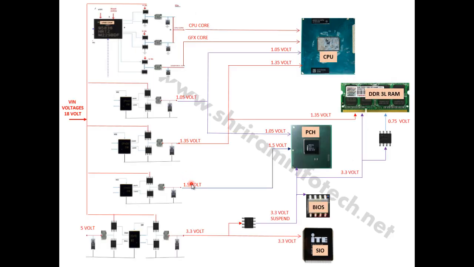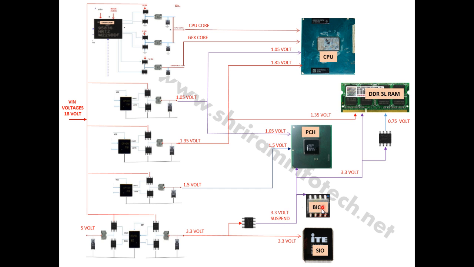In this next screen we can see these different pulse width modulators go to the different power sections. Here the always voltage is generated, 5 volt and 3 volt. This 3 volt always voltage goes to the SIO, and here is a MOSFET. This side voltage is called the always voltage and this side voltage is called the suspend voltage. Why is it called the suspend voltage? Because this voltage turns on when you press the power button. That's why it's called the suspend voltage.